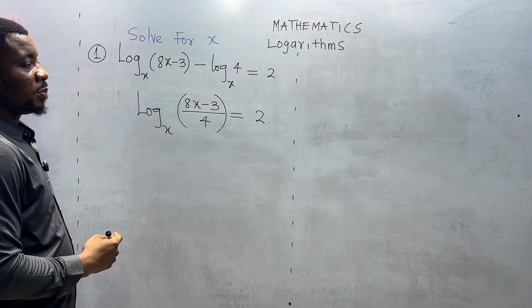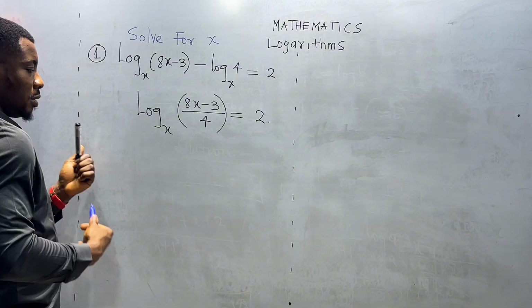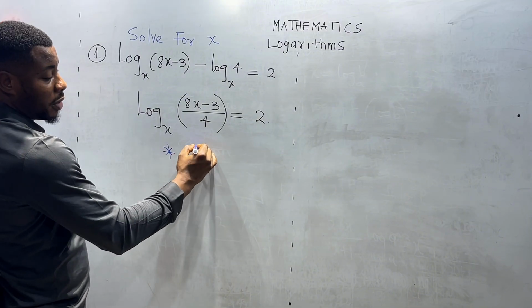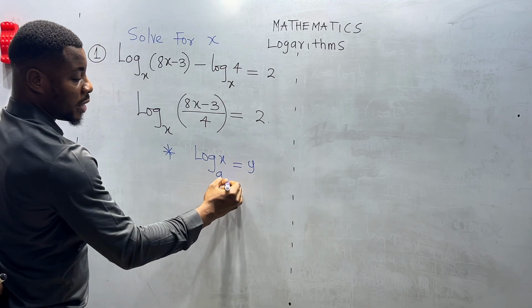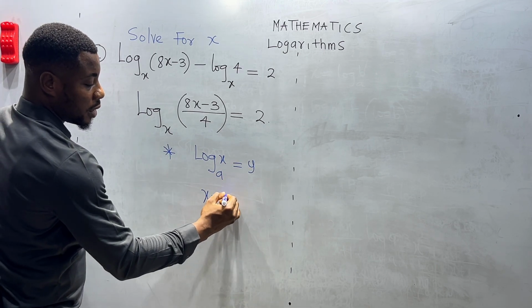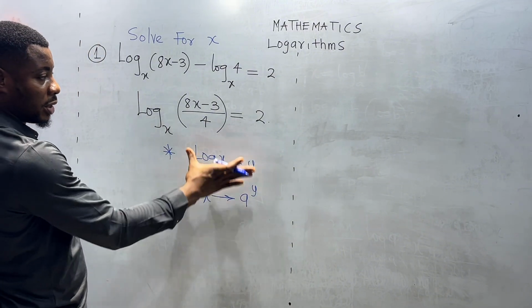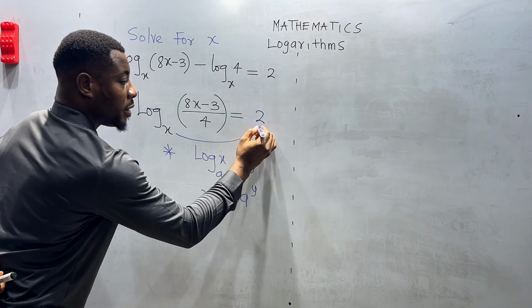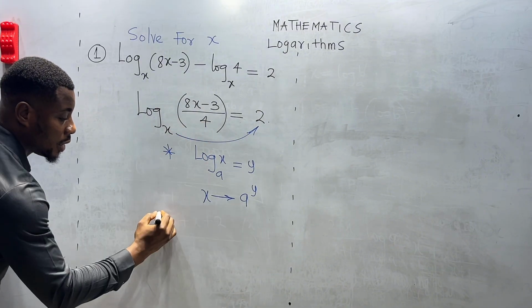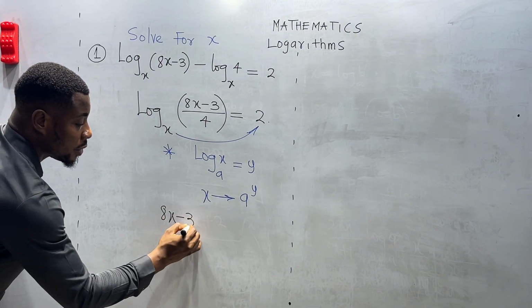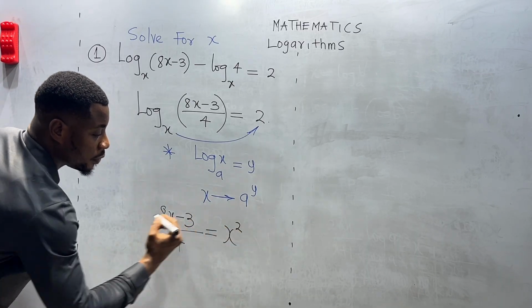Now at this point, remember that whenever we have log x to base a being equal to y, then x is a to the power of y. We are going to apply this concept here. So it means that x can carry 2. So we can say that 8x minus 3 over 4 is going to be equal to x to the power of 2.